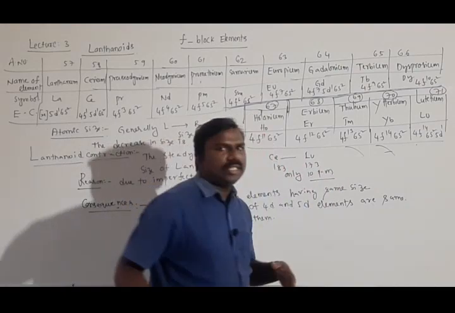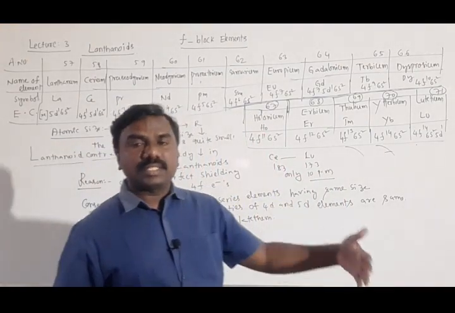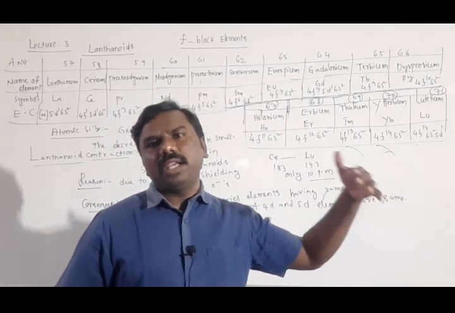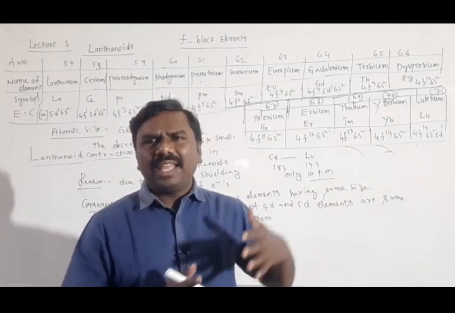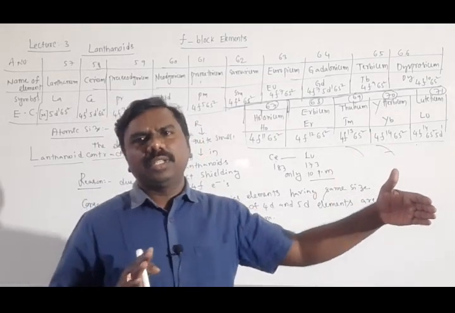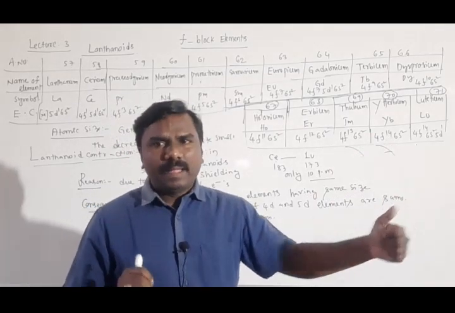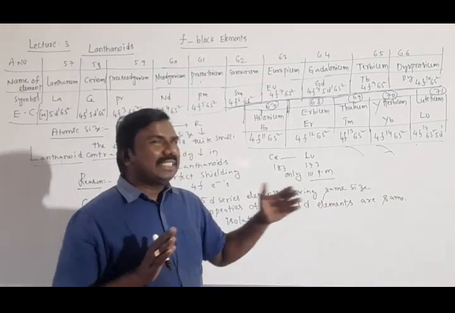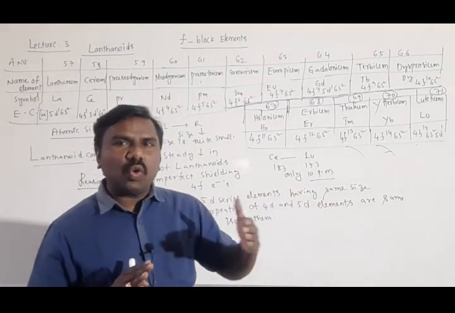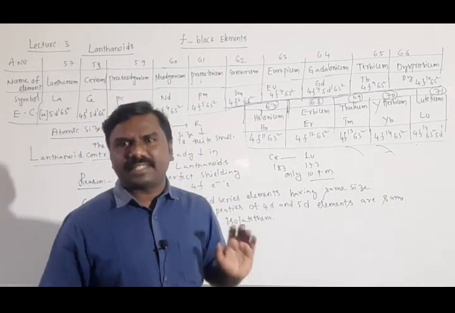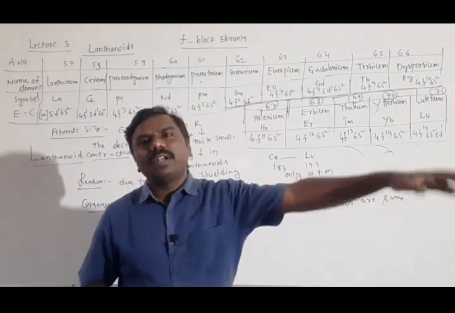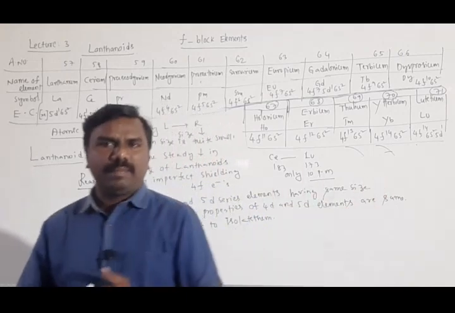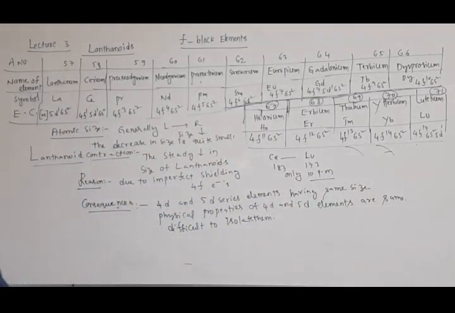Generally the size decreases 183, 173, 163, 153, 143, 123, 113, 103. Like that it should be decreased. Finally it should be around 63. But practically, due to the imperfect shielding, it steadily decreased, slowly decreased. The decrease is very less, only 10 picometers from the first element to the 14th element. That's what we need to remember.